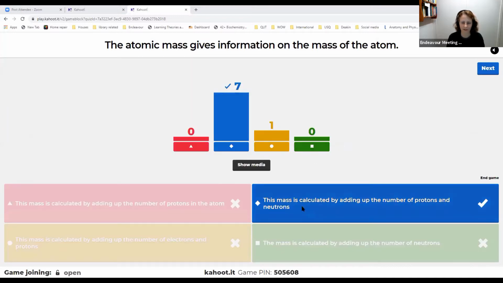So 7 of you said that this mass is calculated by adding up the number of protons and neutrons. And 1 of you said that this mass is calculated by adding up the number of electrons and protons. So the electrons don't weigh very much at all, and so their mass is negligible. So always think about just the center of the atom and add up the things that are present in the center.